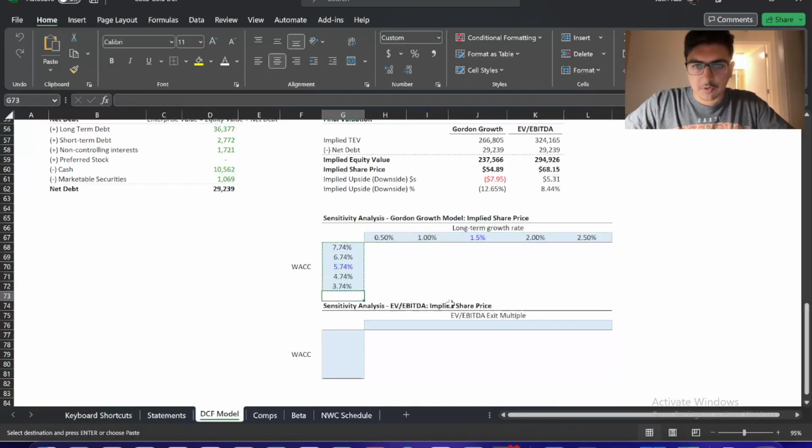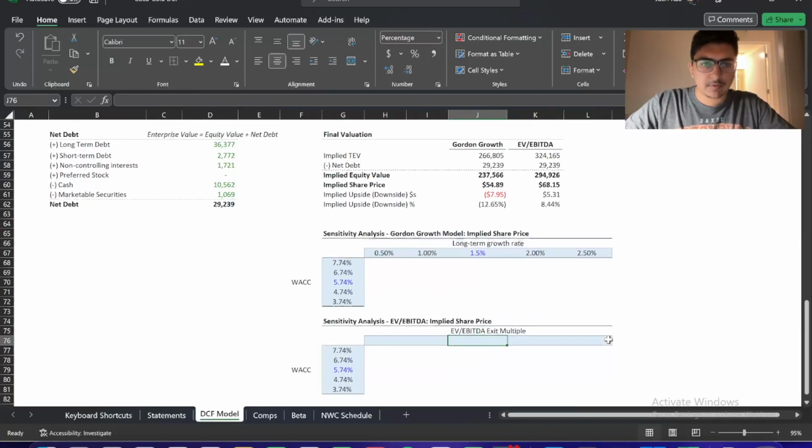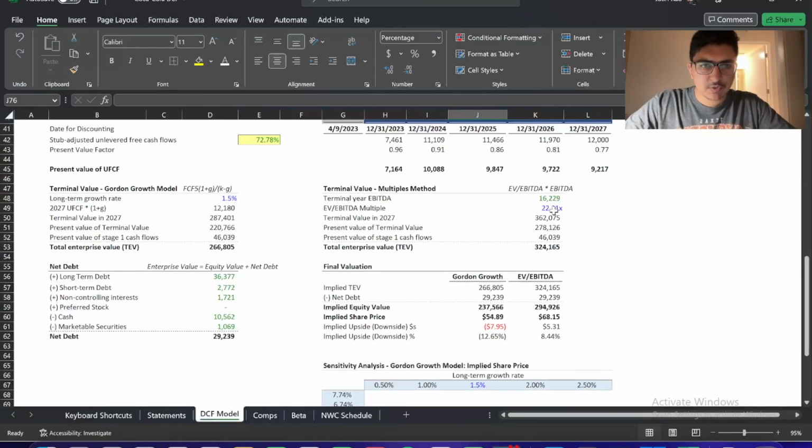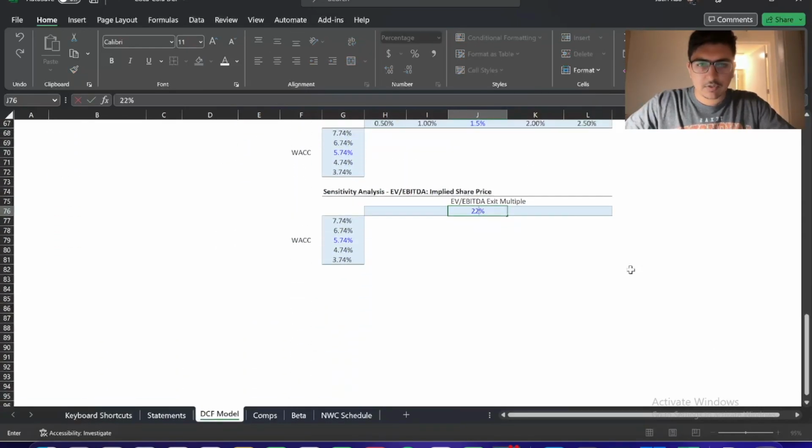I'm going to copy this over so that we have the same WACCs over here, and now we can do the same for the exit multiple. For the exit multiple, we use 22.31. That is not the right format. It needs to be in the X format. There you go, 22.31.